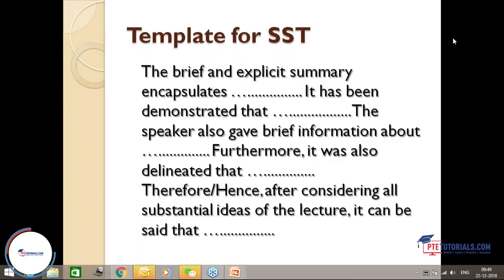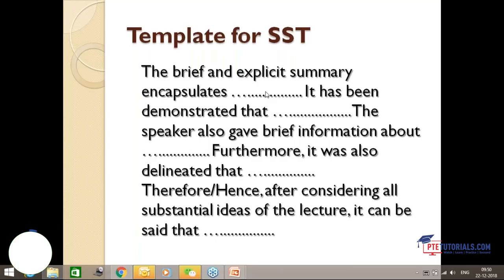And for 79 plus, you may write like, the given summary or the brief and explicit summary encapsulates blah blah, some group of keywords I need here. That's why I didn't write there keyword one, keyword two. I need a bunch of keywords in each and every blank. Definitely for the next few words, I need the currents. How would I write that? By writing these kinds of words.